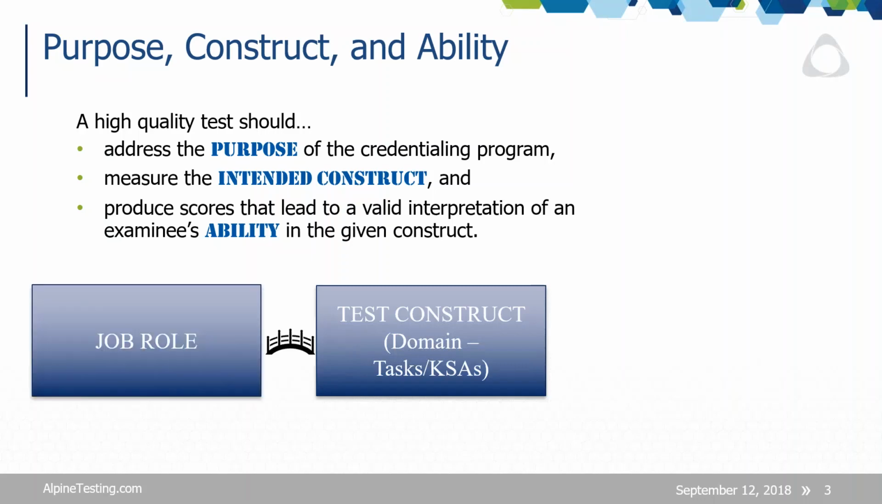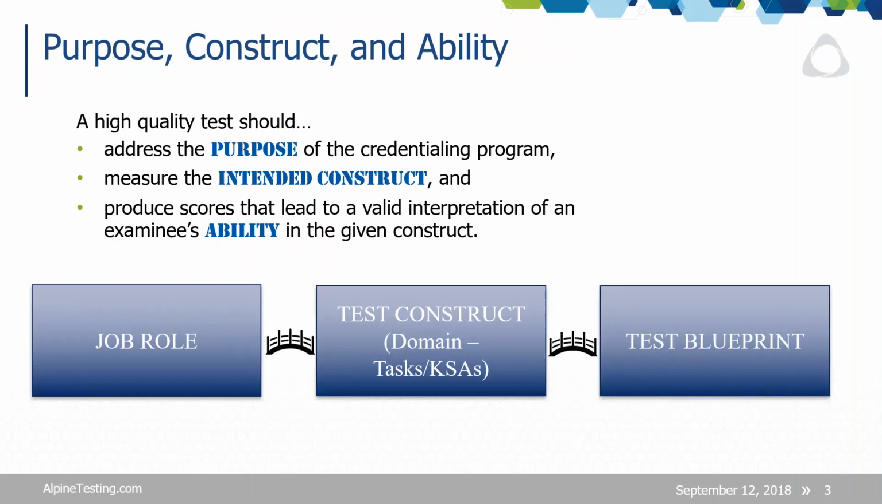From there, we want to make sure that we can make that link from the job role to that domain, and then finally to a test blueprint. If you are new to testing and you don't know what a blueprint is, it's really just the test plan. It says what you're going to measure, it says the level at which you're going to measure, and it gives some information about how much of each thing you want to measure you're going to put on that test. And the goal here is to produce scores that lead to valid interpretation of the examinee's ability in that given content domain or on that given job role.